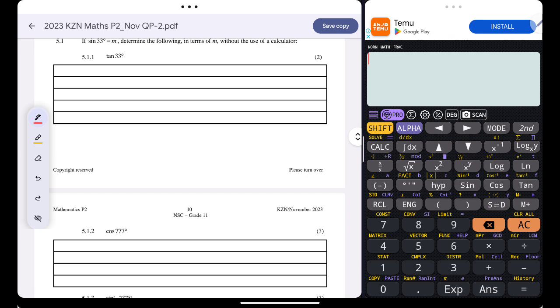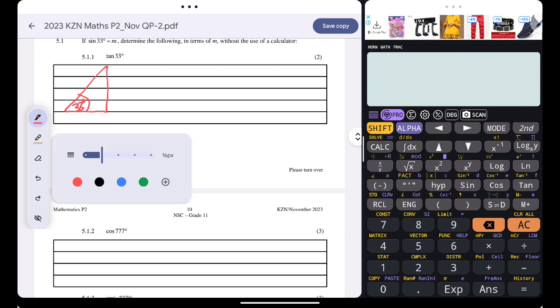I'm told that sine of 33 degrees is equal to m. Determine the following in terms of m without the use of a calculator. If I'm asked to determine something without the use of a calculator, I should always use the aid of a diagram. Always. If I have 33 here, it simply means that on the other side I'll have 57 degrees. Why? Because I have a right angle triangle.